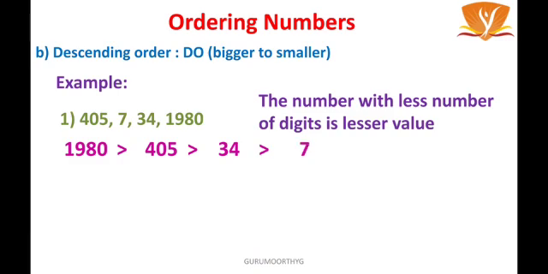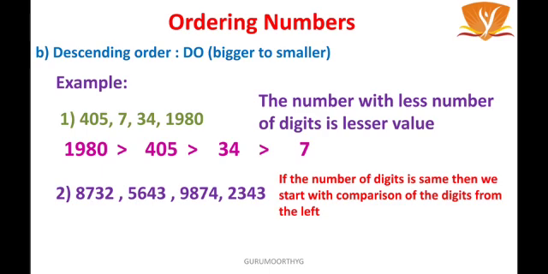Next example. The number of digit, all the numbers are same. So you are going to use comparison rule number 2. That is, if the number of digits is same, then we start with the comparison of the digit from the left. The first number, thousands place is 8, second number thousands place is 5, third number thousands place is 9, fourth number thousands place is 2. So third number is bigger value, that is greater value.